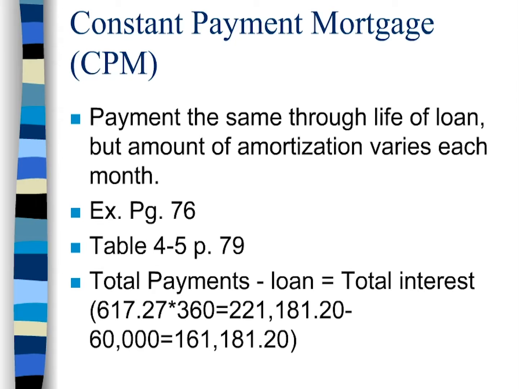Okay, so the key thing here with the difference between these, with the CAM, you had that the amount you were paying, the payment was decreasing, but you were paying the same amount of amortization all the way through. In the fully amortizing, the constant payment mortgage, the payment is the same, but the amount that you're amortizing is slowly going up and the interest rate is slowly going down.